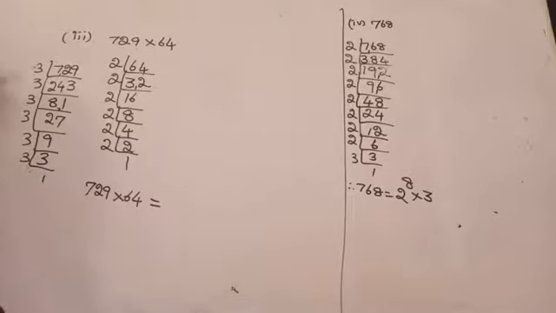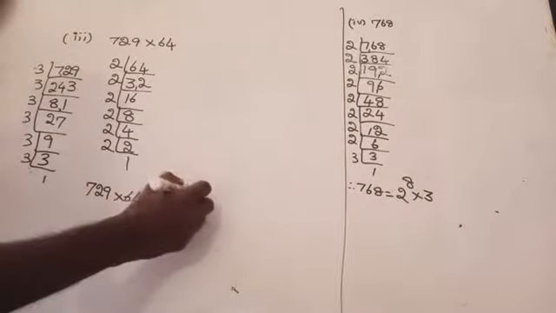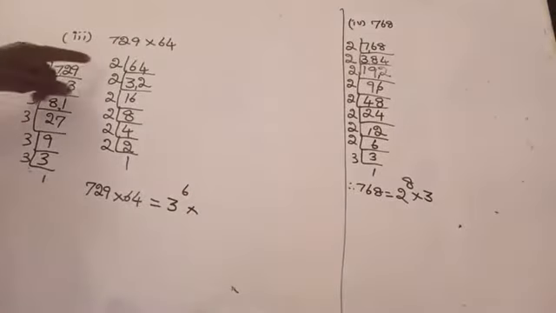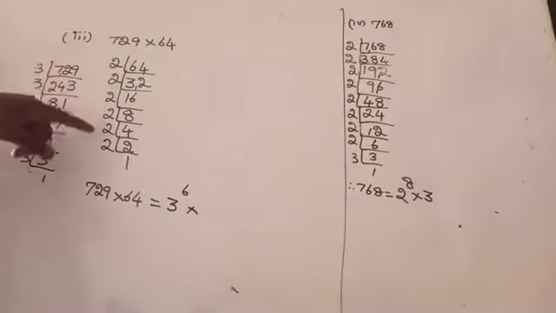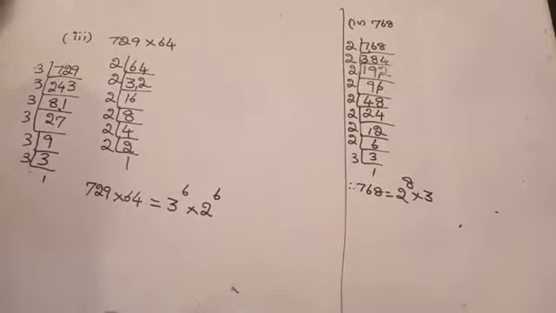So, 729 into 64 can be written as, 729 can be expressed as 3 to the power of 1, 2, 3, 4, 5, 6. So, 3 to the power of 6 into 2 to the power of 6. We know that a power m into b power m means a into b the whole power m. You can write as 3 into 2, that is 6 power 6 also. Are you getting here? Yeah.